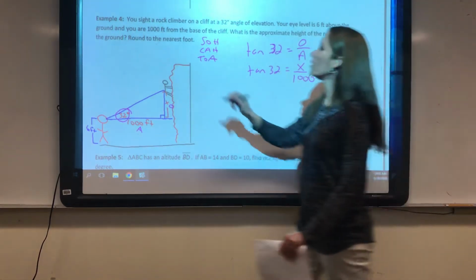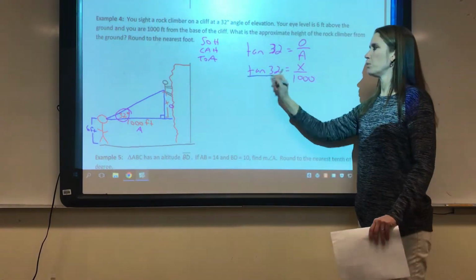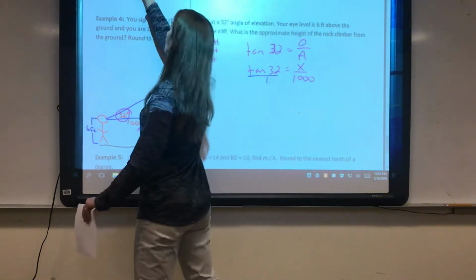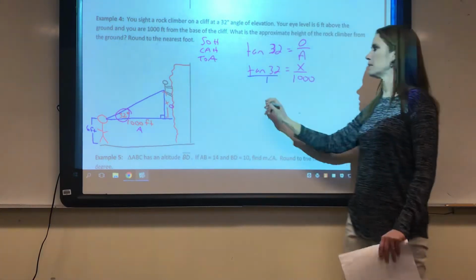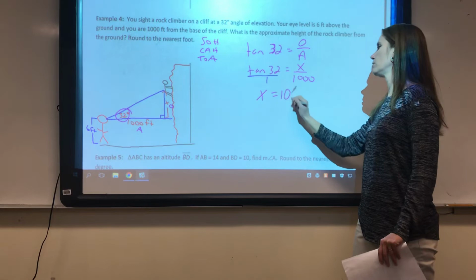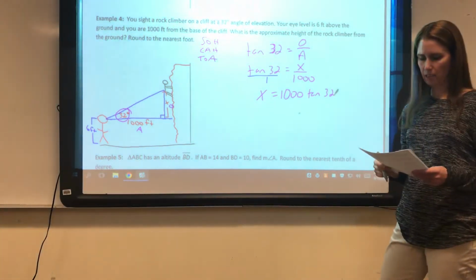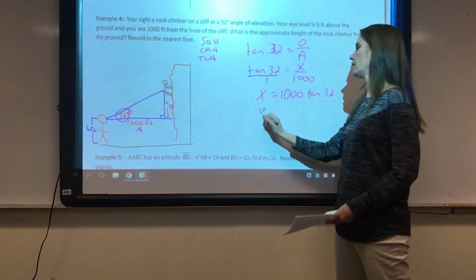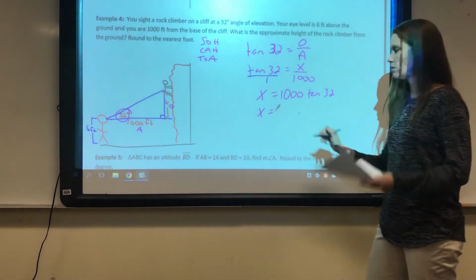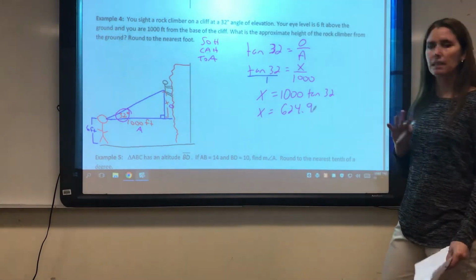And from there, I can go ahead and solve. So again, I can put a 1 underneath here, and I can cross multiply. 1 times x is x, equals 1,000 tangent of 32. And you can go ahead and get that plugged into your calculator. When you do that, you get 624.9, so go ahead and double check that. And then again, just don't stop there.